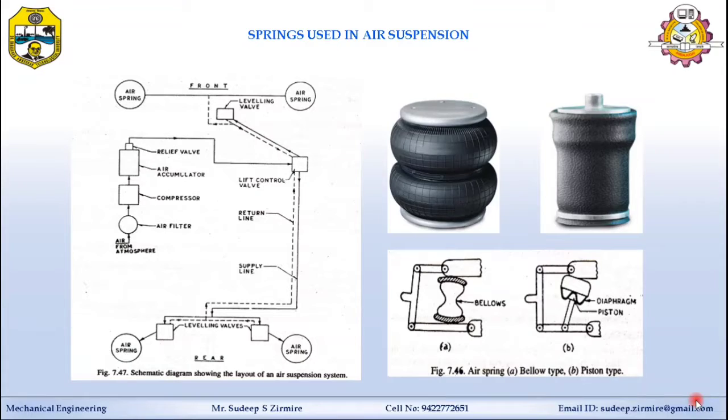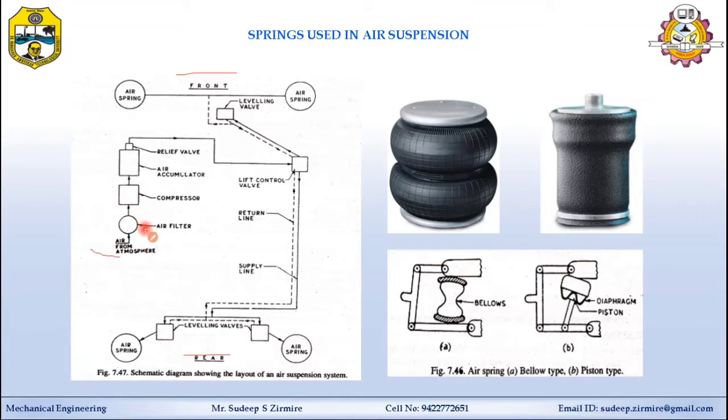In this topic, we are going to learn the air suspension system and types of spring used in the air suspension system. So friend, here you can see the front view of the vehicle here, and this is the rear. So for the suspension purpose, air is taken from the atmosphere through this air filter.